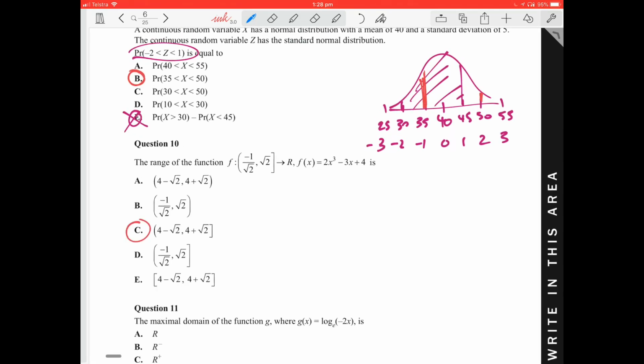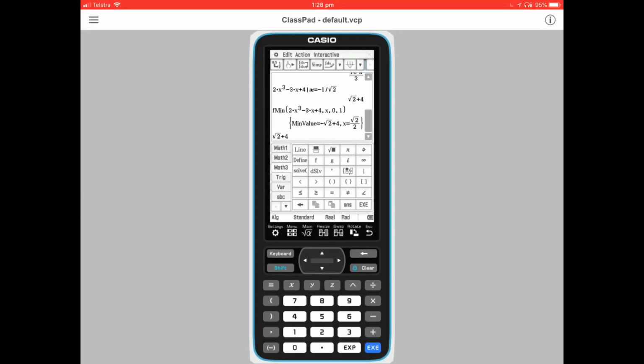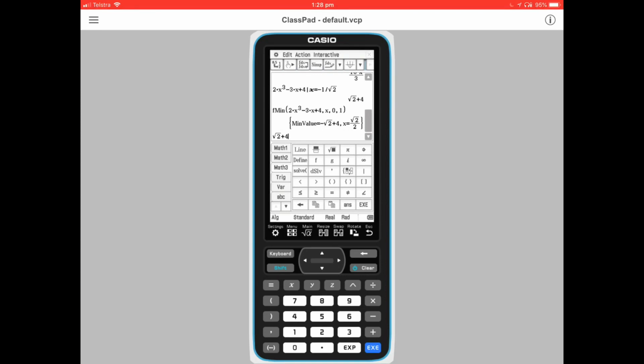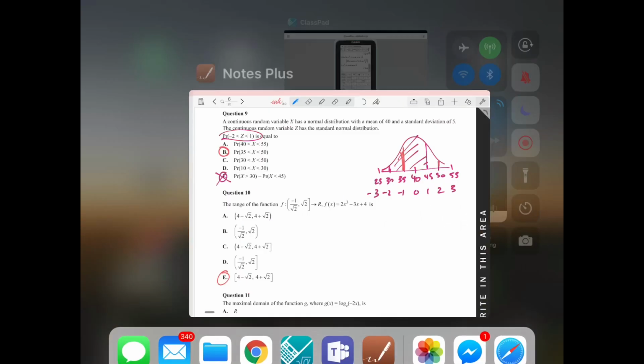Yeah, this one, I think. Let's have a look. So the minimum value is negative root 2 plus 4, but that's inclusive, so it can't be that one. Root 2 plus 4 to 4 plus root 2. I don't think we got that as the maximum. So 4 plus root 2, what's at the other end? X equals root 2. Okay, so it's the same value at both ends.